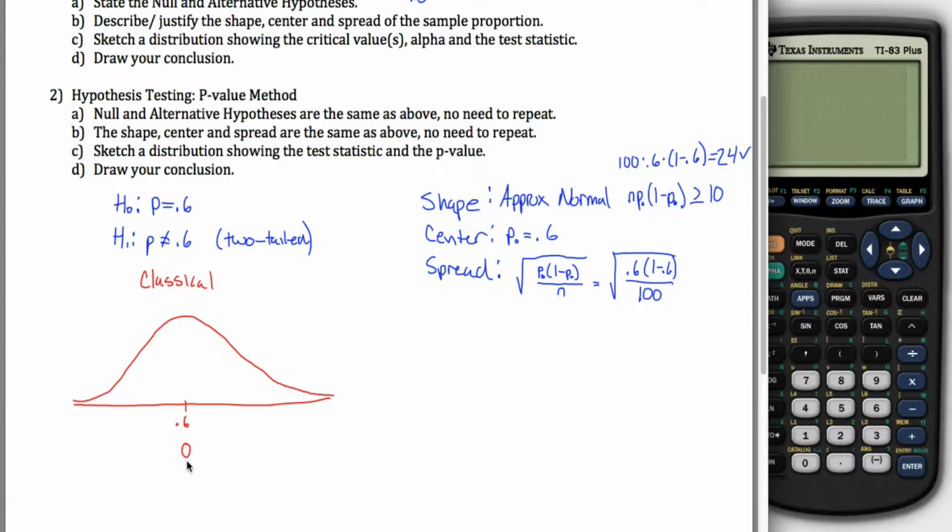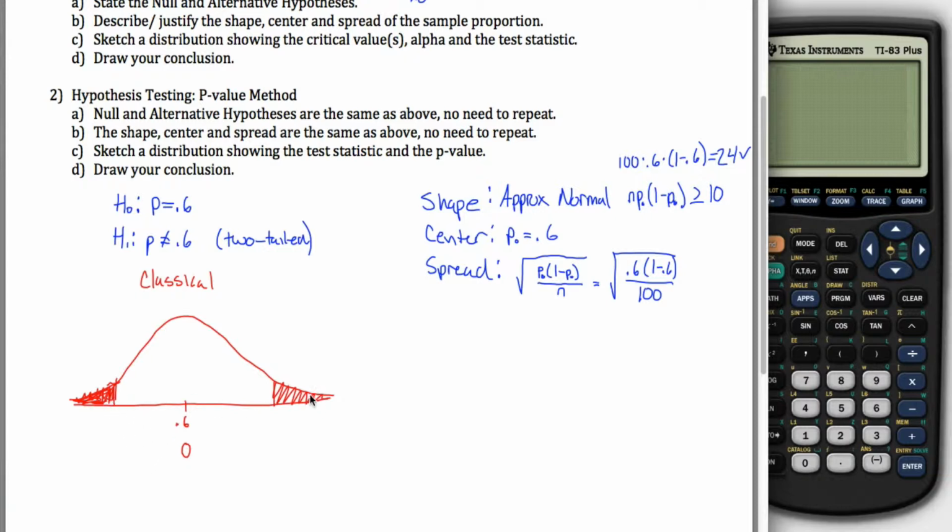And now I've got to figure out where my rejection regions are. I've got to find my critical values, which are the boundary points for my rejection region. Do you put it over here, or over here? The answer is both. I've got a two-tailed test, so I'm going to have a rejection region on this side, and a rejection region on this side.